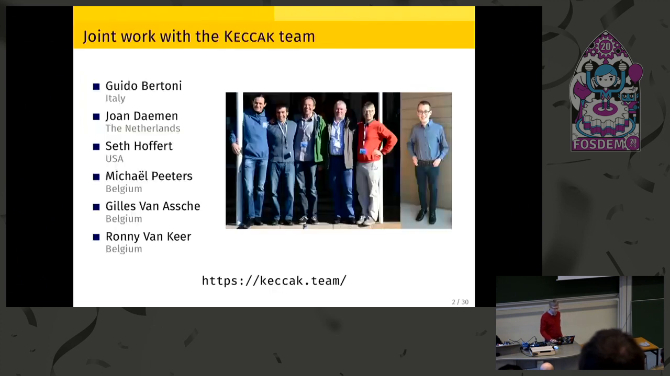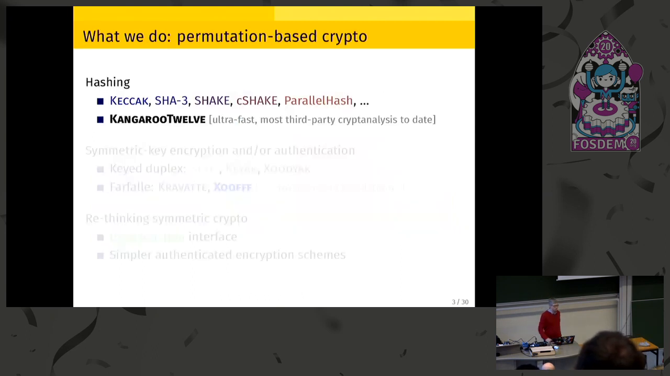When I say "we" in this presentation, everything I'm going to say is joint work with the rest of the Keccak team, namely Guido Bertoni, Joan Daemen, Michaël Peeters, and Ronny Van Keer. Just a bit of background on what we do: we are interested in permutation-based crypto.